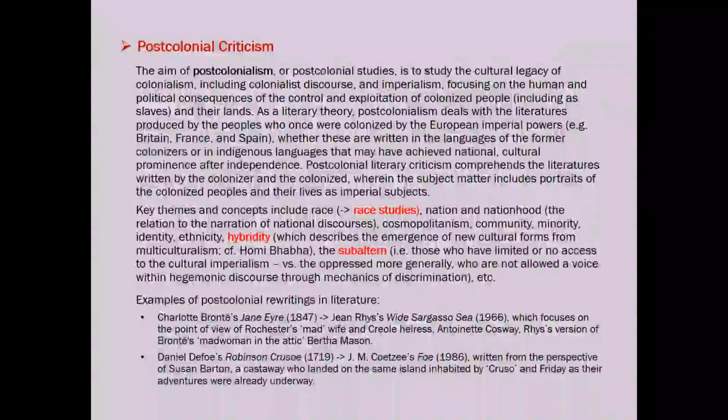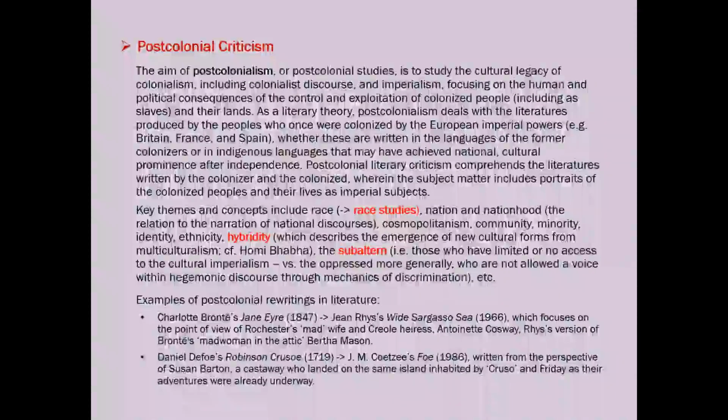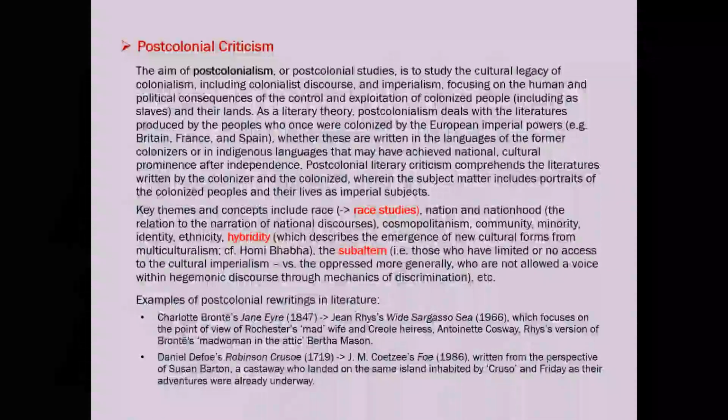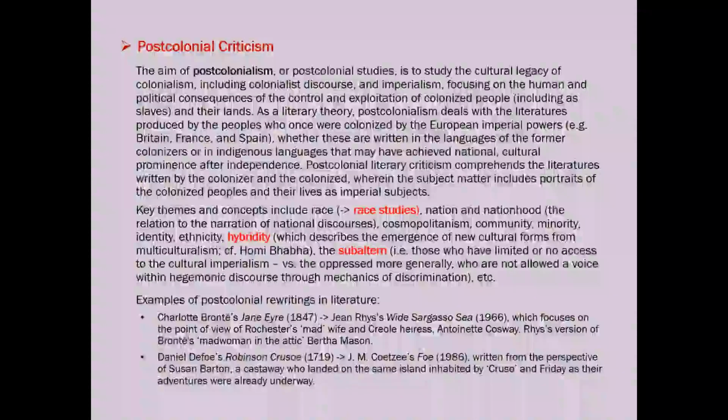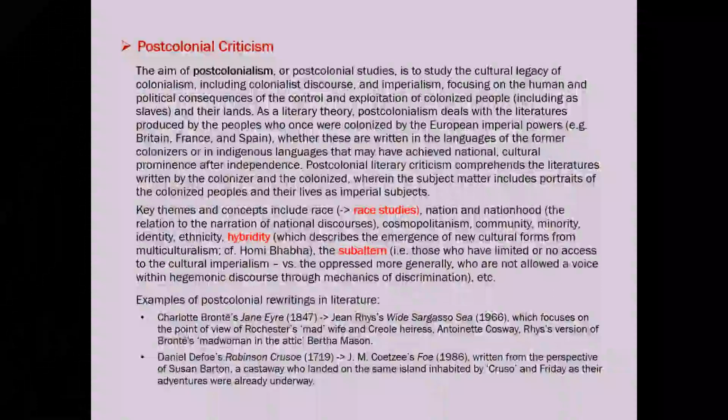There are various key themes that one can spot across the whole range of postcolonial critics, and they include race. So just as there is an interface between feminist criticism and gender studies, there is an interface between postcolonial criticism and race studies. Nation and nationhood, in particular, Homi Bhabha is interested in that respect, as is hybridity, so the process of the emergence of new cultural forms from multiculturalism.